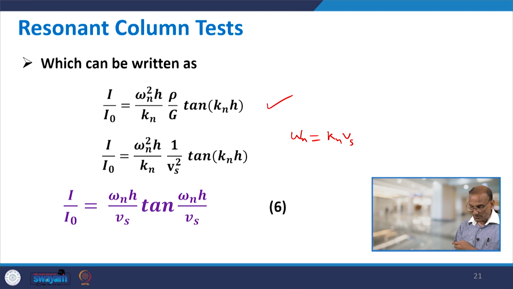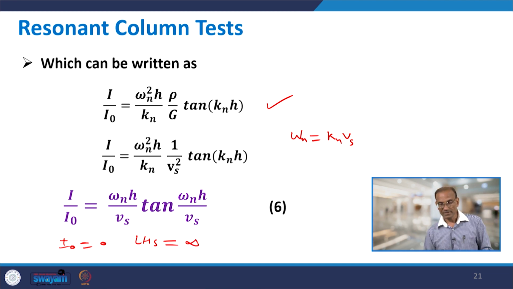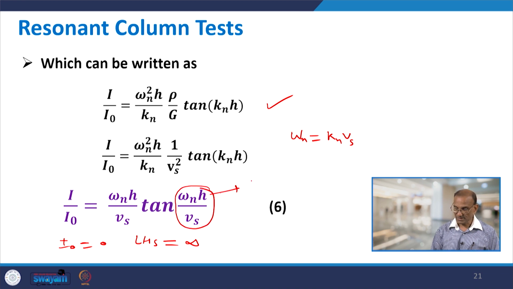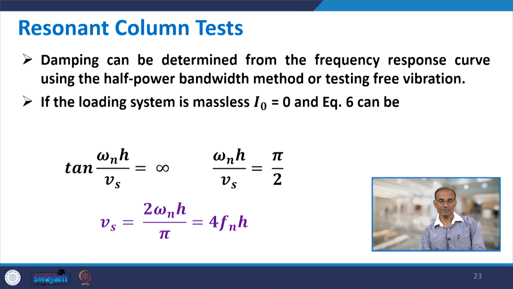So, what will happen for I naught equal to 0: the left hand side will be infinity, and this is possible only when omega n h over Vs is basically pi by 2, because tan of pi by 2 is infinity. So, omega n h over Vs is kept as pi by 2 for this condition, and with this condition we find the shear velocity using this relation. The shear velocity of the specimen can be simply calculated from the fundamental frequency Fn and h.